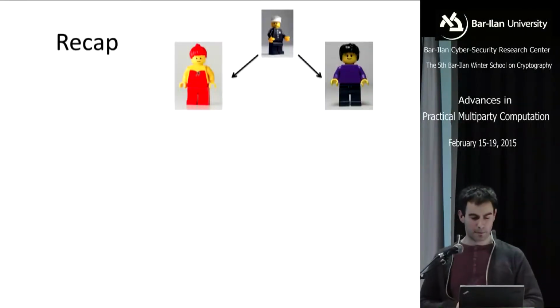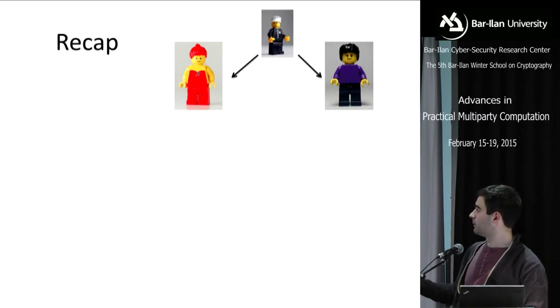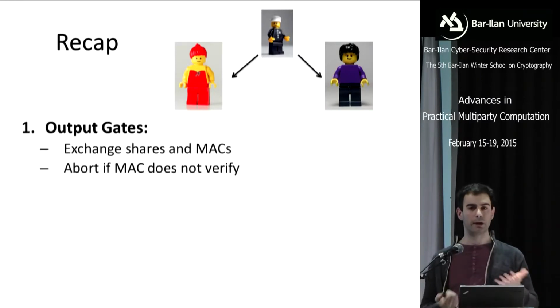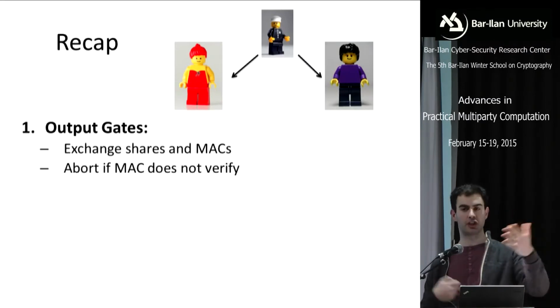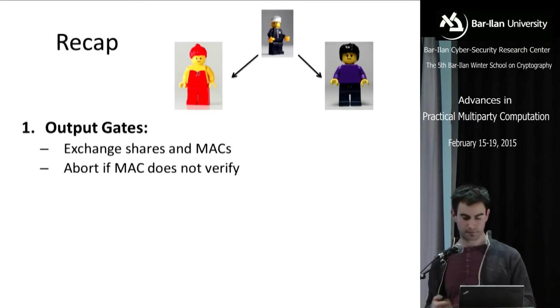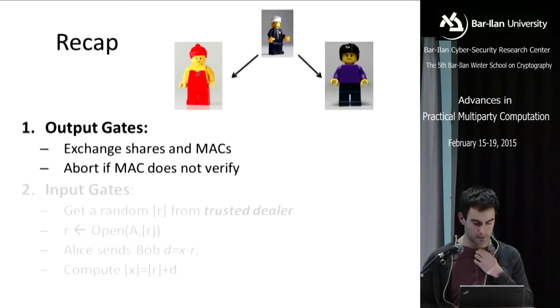So let's do a little recap of the protocol. So we have the trusted dealer at the beginning. It gives you random multiplications together with these Macs. How do you compute output gates? To evaluate output gates, you exchange shares together with Macs. And if the Macs don't verify, of course you abort. Why would you have Macs anyway?